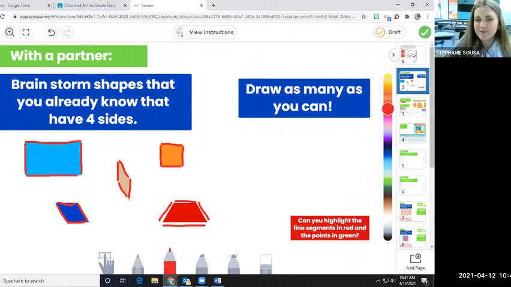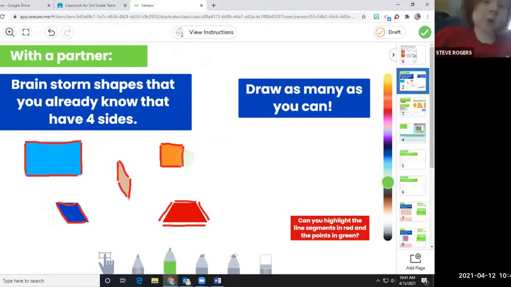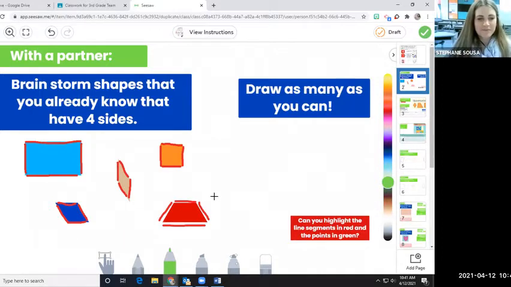Yes, Steve. Some of these are like a stretched out square, a square tilted on its side. I like it. You've got some familiarity with the shapes.